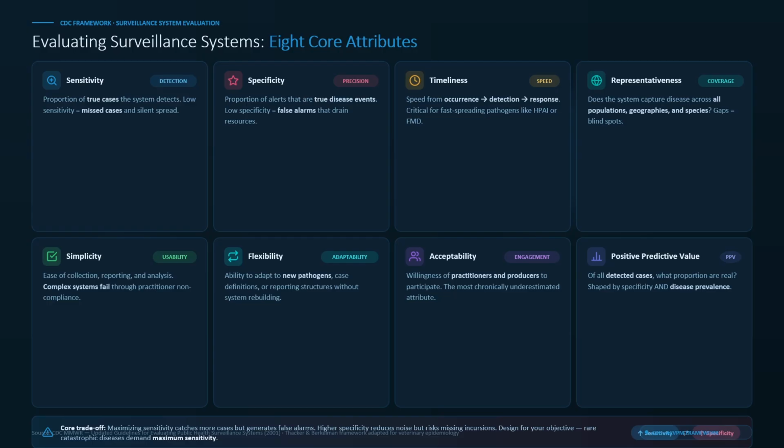Here's an ACVPM exam tip. Know all 8 CDC attributes by name and definition. A very common question asks, which attribute is most compromised by underreporting? The answer is sensitivity, because if cases aren't reported, the system isn't detecting the true proportion in the population. A second favorite pairs sensitivity with PPV. Be ready to explain why adjusting a case definition pushes one up while pulling the other down.